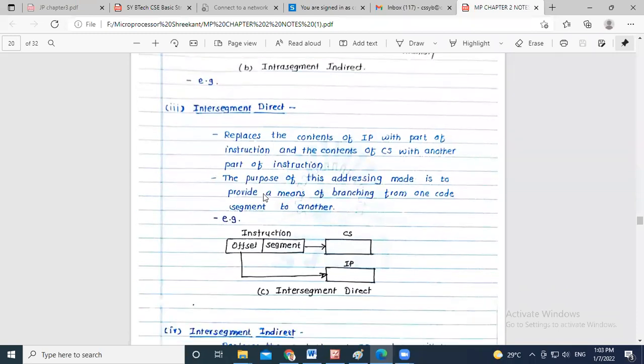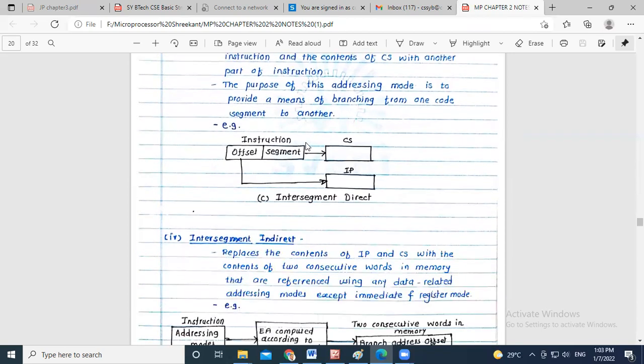And also the purpose of this addressing mode is to provide branching from one code segment to another code segment. It means one memory location to another memory location. So data is transferred from one memory location to outside, to another memory location. That's it. So that data is transferring, either it may be direct or it may be indirect. Again it is two categories.